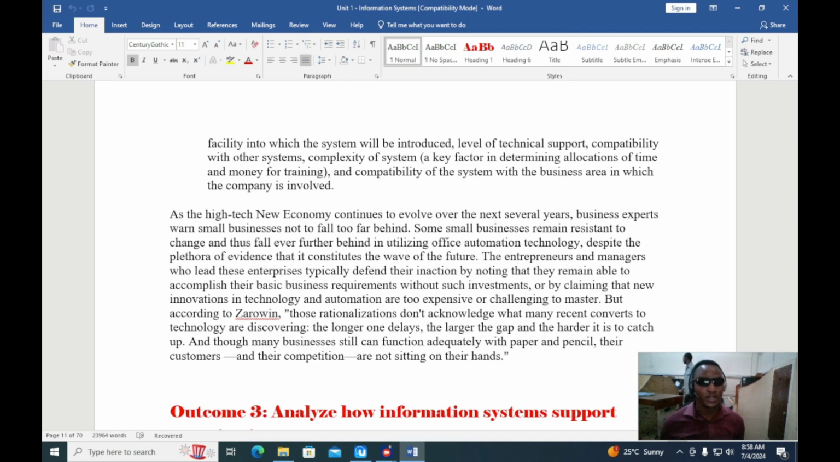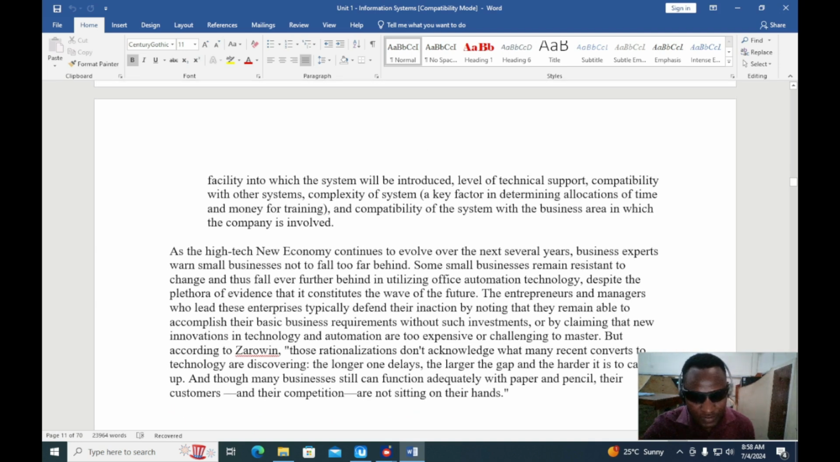Regardless of the plethora of evidence that this is the wave of the future, we have entrepreneurs and managers leading these enterprises who defend their inaction by noting that they remain able to accomplish their basic business requirements without such investments in new technology and automation. Again, they say these processes are too expensive and too challenging to master.